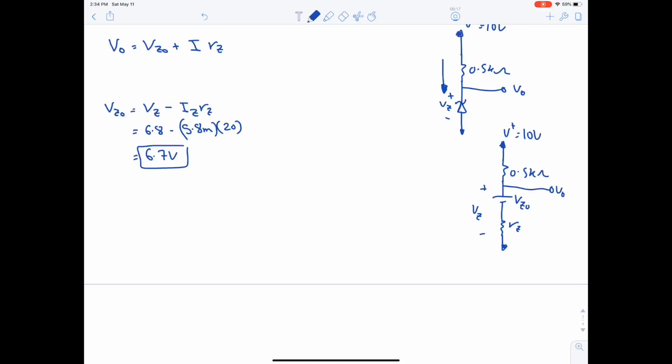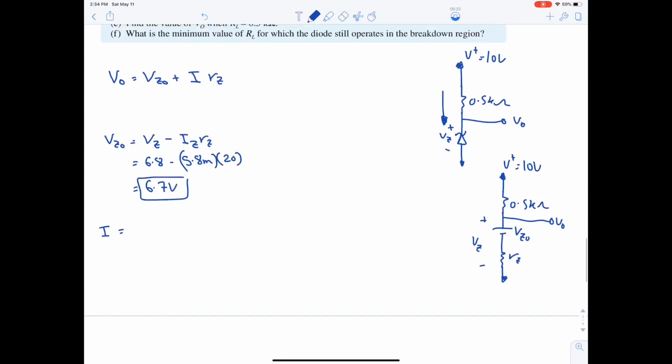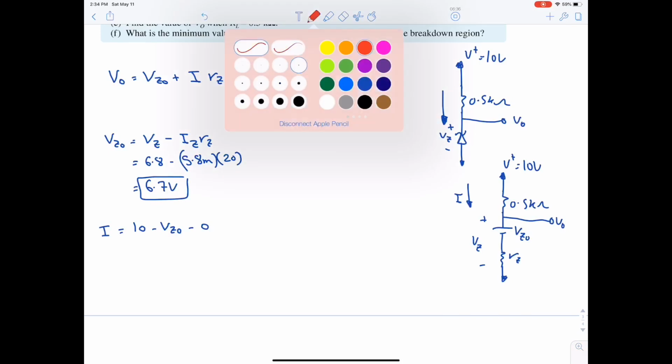Okay, now after computing VZ0, let's compute I. What's I? I is the total voltage divided by the total resistance. What is total voltage? It's 10 minus VZ0 minus the ground. This ground.